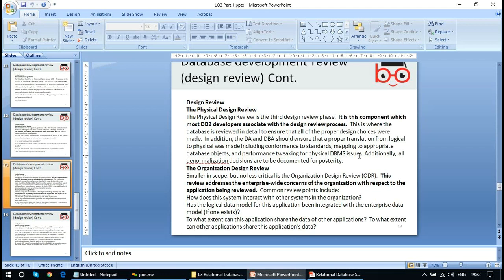So at the design level, still some of the DB2 developers say that it is the design review. You haven't actually created the database, but still they think that it is the design review. Is that clear, the physical design review?